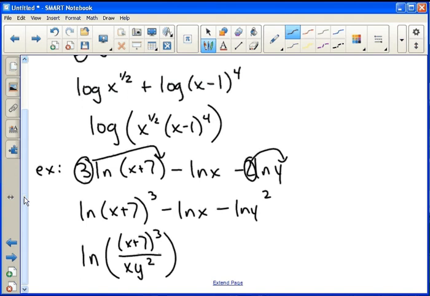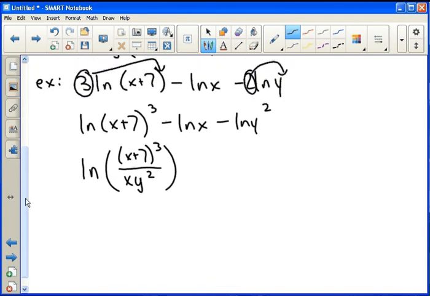Alright, so there's that example. Let's try one more. Let's do 4 log base 3 of x minus 2 log base 3 of 6 plus 1/2 log base 3 of y. I'm going to go ahead and extend the page here.